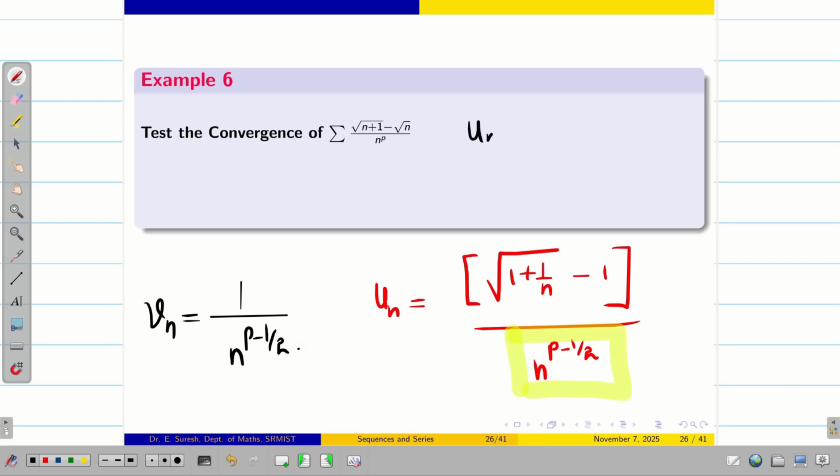Now if you take this Vn, let us see what will happen to this problem. If you find Un by Vn, we get square root of 1 plus 1 by n minus 1.